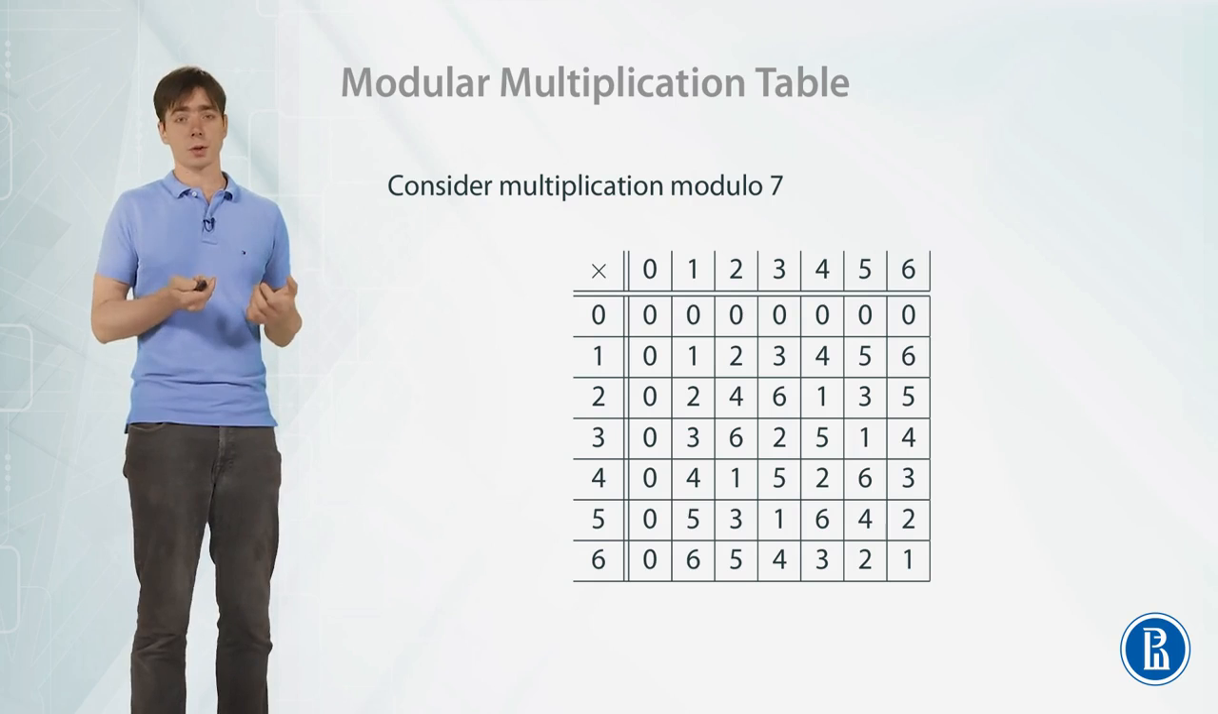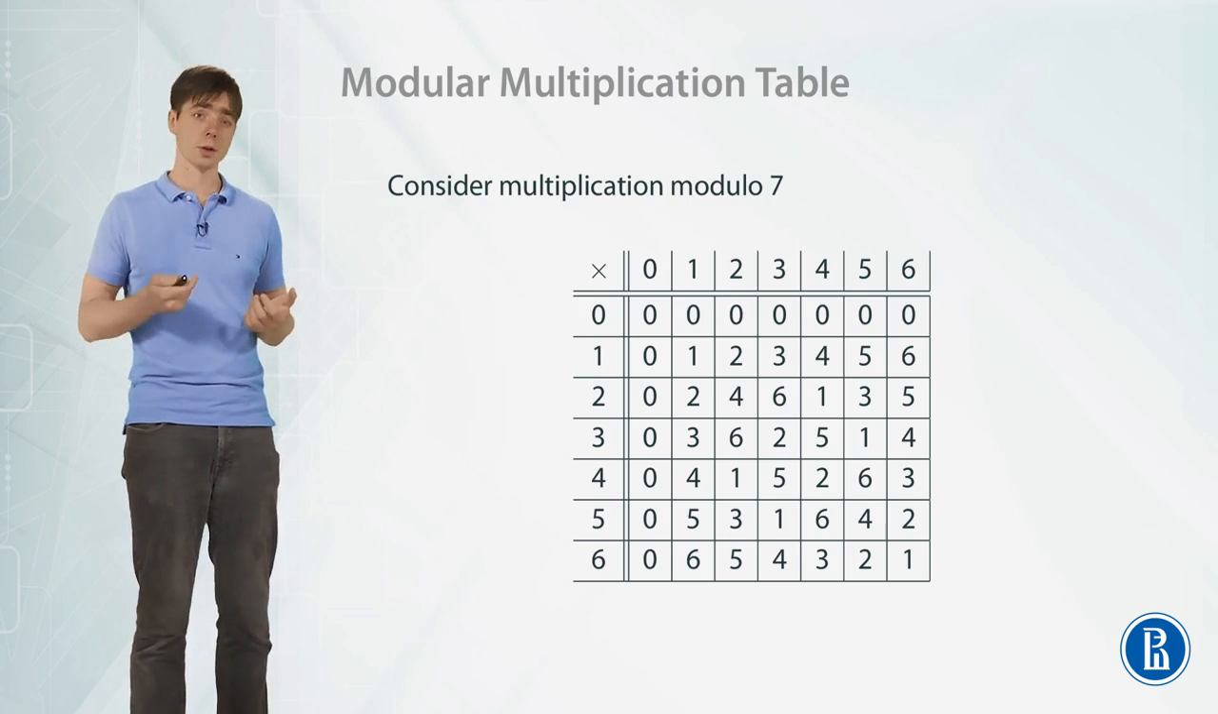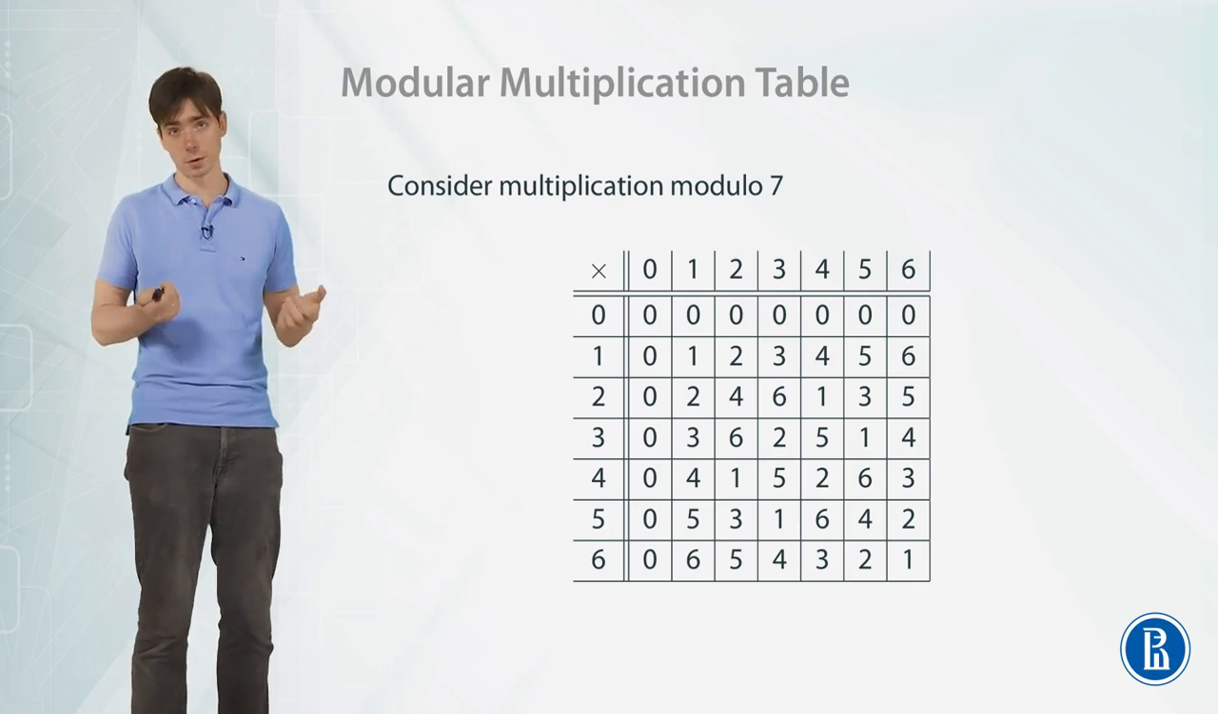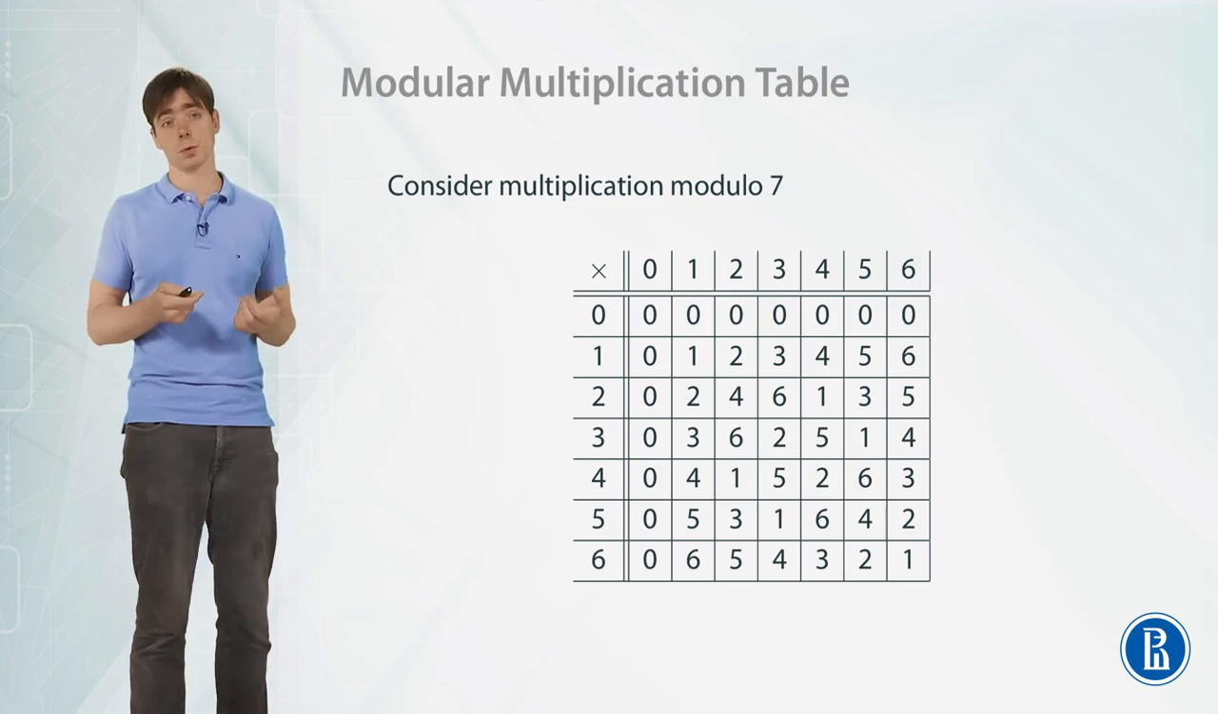And let's consider now the product of 6 and 6. 6 times 6 is 36. Note that 35 is divisible by 7, so the remainder is 1, and this is what we have in the bottom right corner of the table. So that's what we have.